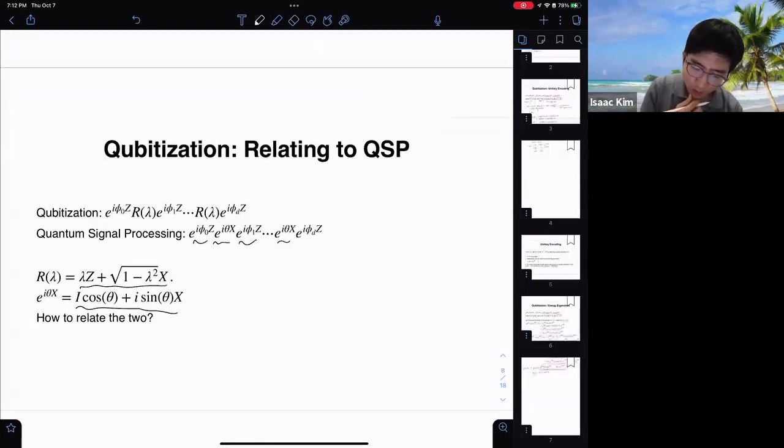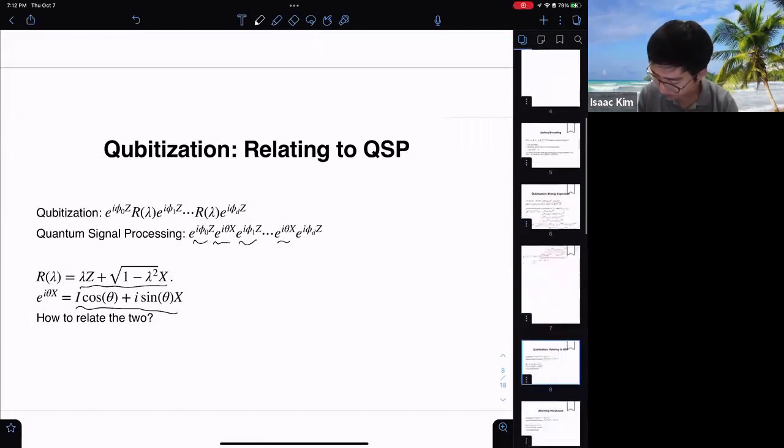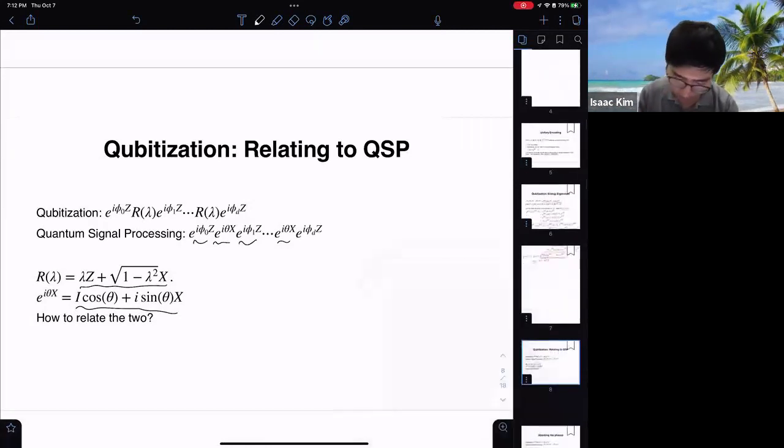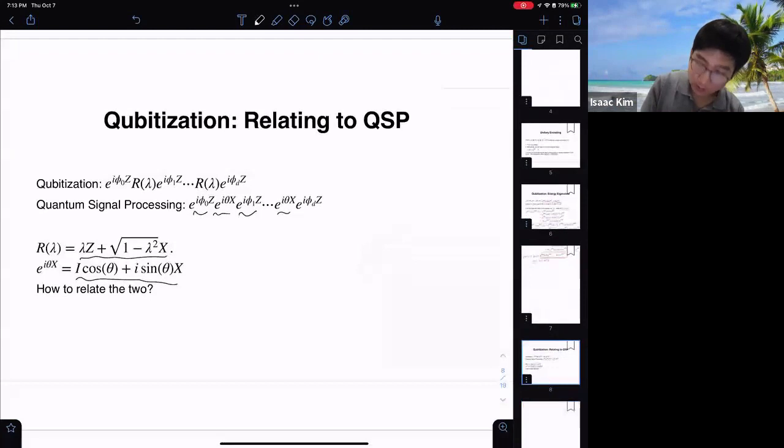So how does this work? There are some basic things that I think I should just tell you. We've talked about these Pauli operators.